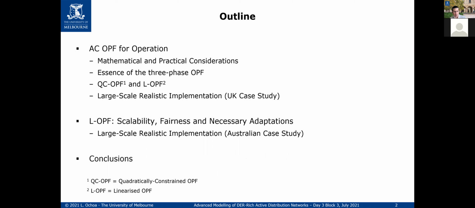Now, when we get into the mathematical aspects, then it gets interesting, because that's what you were doing as well with Steven. You know, you were going through different relaxations of the OPF. I'm not going to go through all those details. I'm just going to show you two implementations, a quadratically constrained OPF and a linearized OPF.